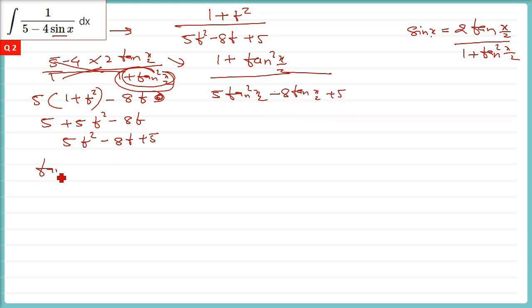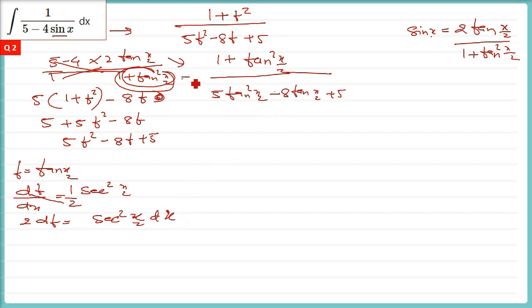So this tan x by 2, let's take it as t. dt by dx will be what? The derivative of tan x by 2 is sec square x by 2, and the differentiation of x by 2 will be half. So this will be 2 dt equals sec square x by 2 into dx.